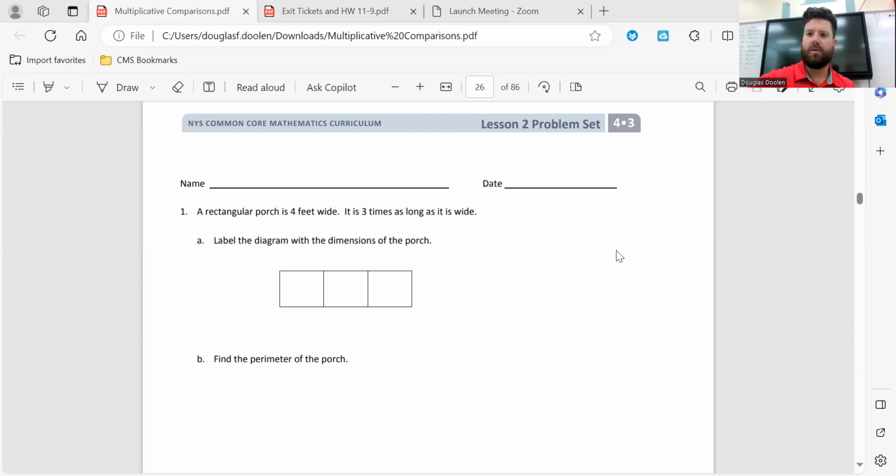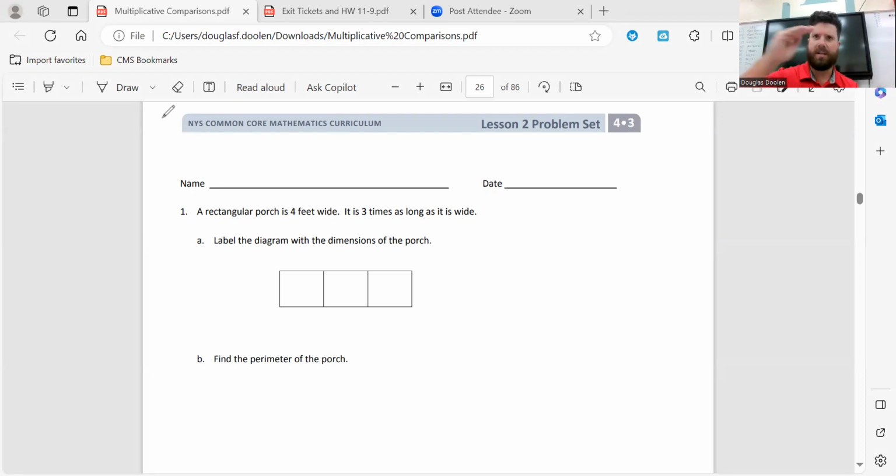So let's look at this first problem. A rectangular porch is 4 feet wide. It is 3 times as long as it is wide. First thing we're going to do is label the diagram. So if in your notebooks you do not have the diagram, which you shouldn't, go ahead and just draw 3 boxes together. They do not need to be perfectly symmetrical, okay? We're drawing 3. And then we need to label it width, 4 feet wide, okay?